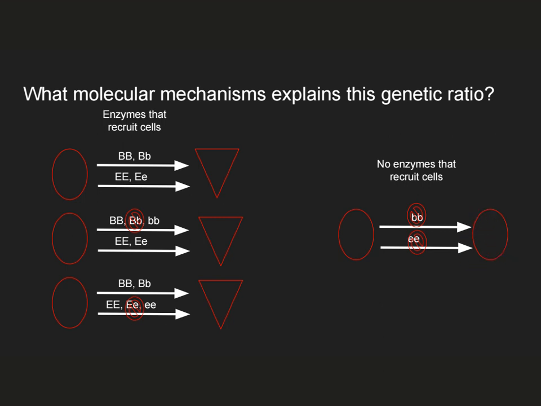oval shape. So hopefully, going through those mechanisms and those ratios has prepared you to analyze the results of crosses yourself and start to propose genetic mechanisms.